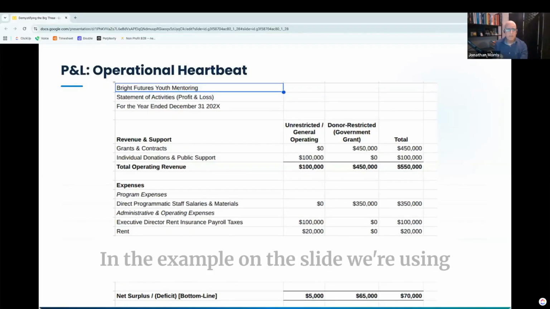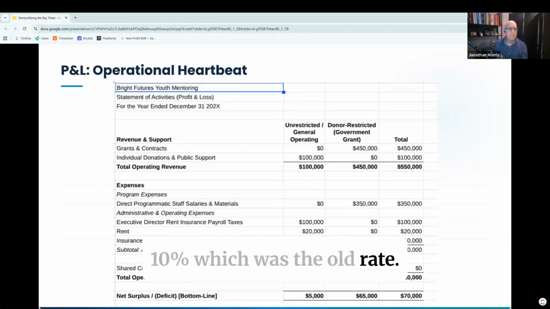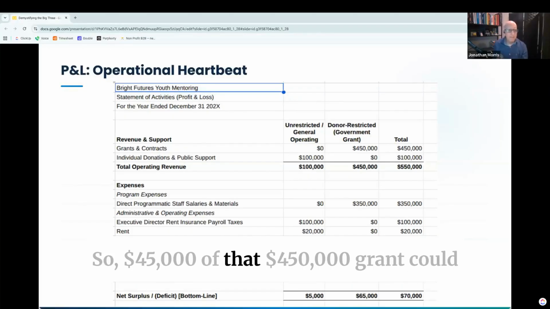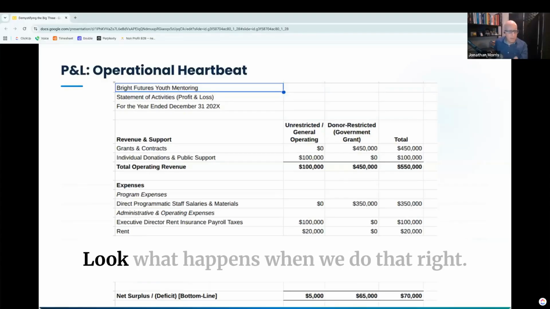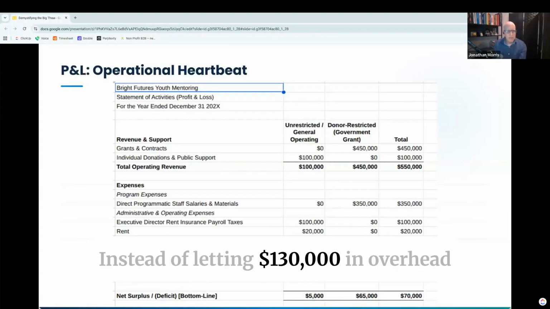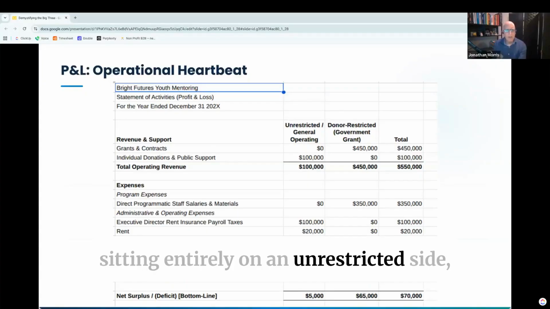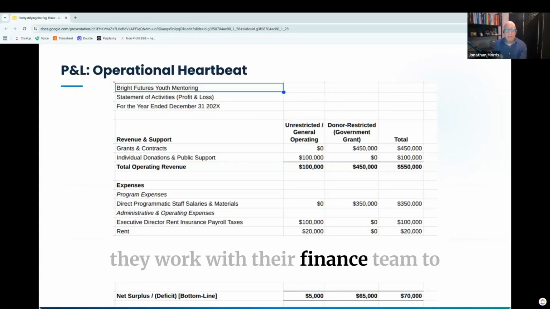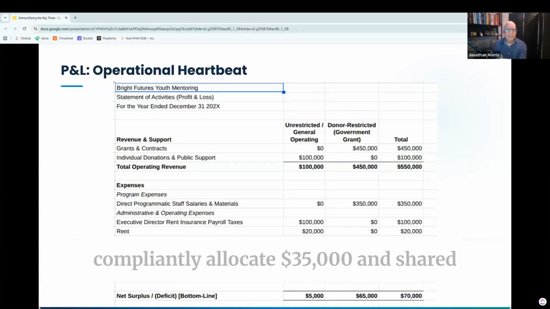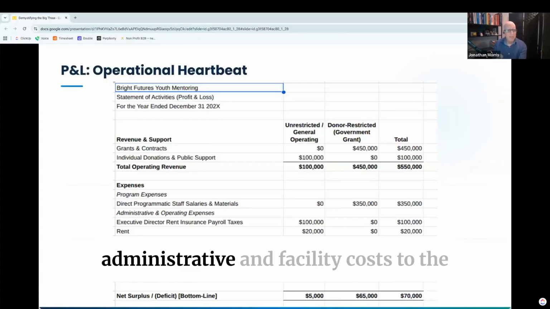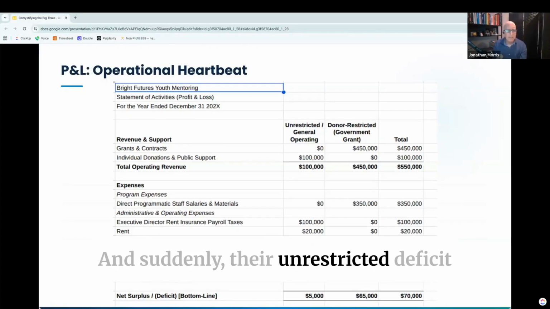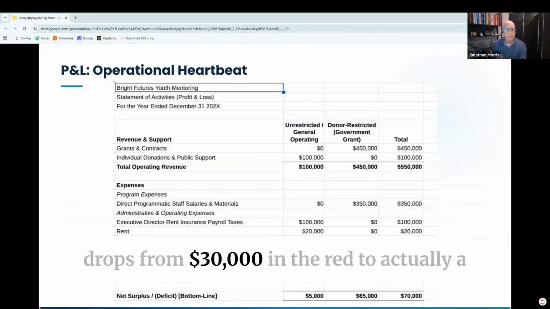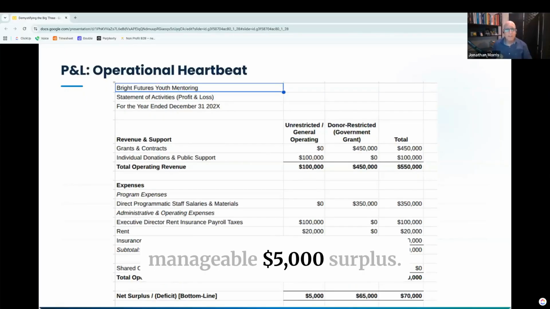In the example on the slide, we're using 10%, which was the old rate. So $45,000 of that $450,000 grant could go against the general operating column. Look what happens when we do that right. Instead of letting $130,000 in overhead sit entirely on the unrestricted side, they work with their finance team to compliantly allocate $35,000 of shared administrative and facility costs to the grant. And suddenly their unrestricted deficit drops from $30,000 in the red to a manageable $5,000 surplus.